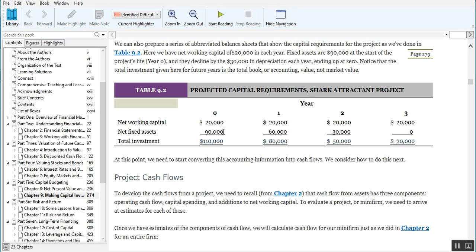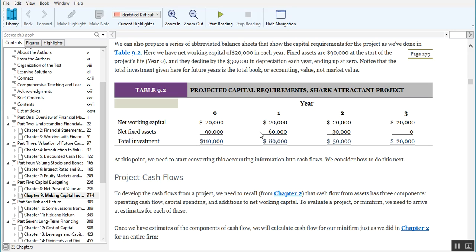$20,000 in net working capital, and $90,000 in fixed assets for a total of $110,000 in year 1. We'll still have the $20,000 invested in years 1, 2, and 3. And then we'll also have this fixed asset value in it that's going to be reducing over the life of the project.